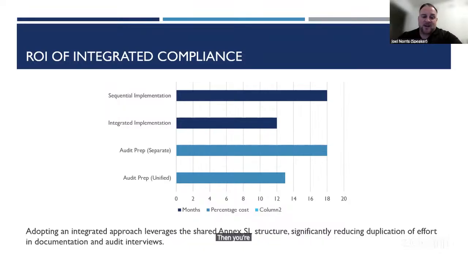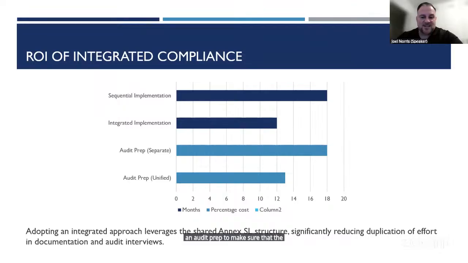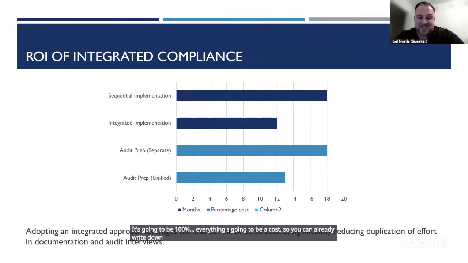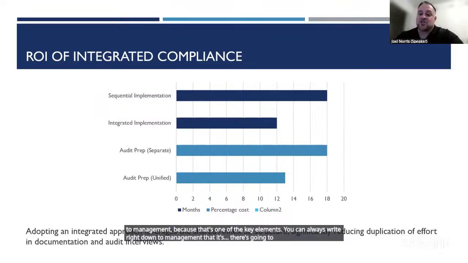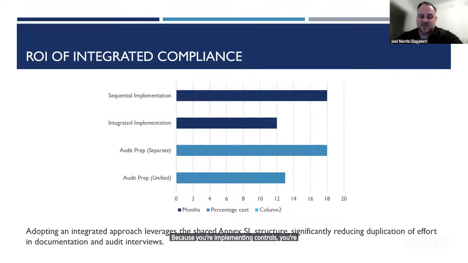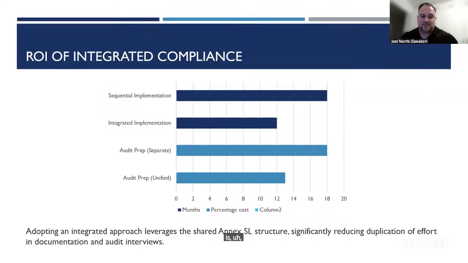Then you're going to go into prepping and cost for audits, right? And this is what this chart is looking at. So anytime that I'm looking for an audit prep to make sure that the controls are in place, it's going to be 100%, everything is going to be a cost. So you can already write down to management, because that's one of the key elements, that there's going to be a cost behind it, because you're implementing controls, you're spending time, you're getting experts to come in and determine whether or not the organization is ready for an audit.